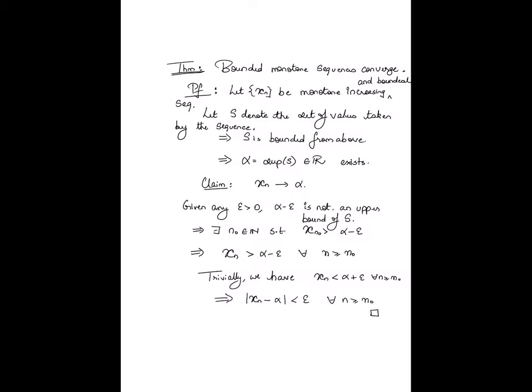Right? And that indeed shows that for every epsilon, I can give you an n0 such that beyond n0, the values taken by the sequence are going to be within epsilon distance away from alpha. Since this can be done for any positive epsilon arbitrary, we have by definition that xn converges to alpha. Right? So that completes this side of the argument.